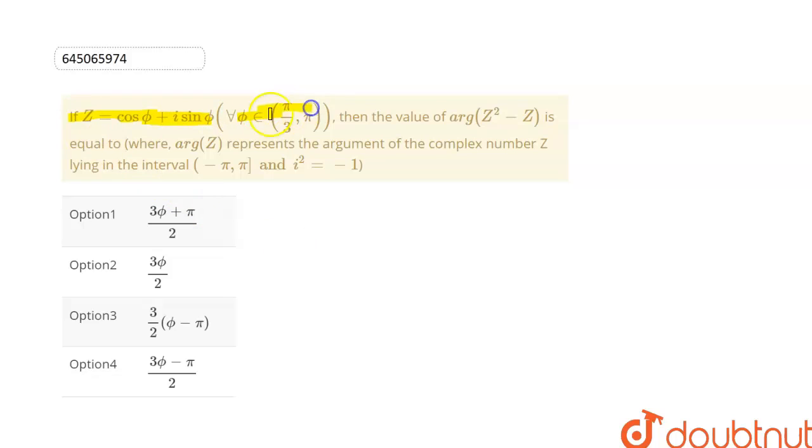Here the given question is, if z is equal to cos phi plus iota sin phi for all phi belongs from pi by 3 to pi, then the value of argument z square minus z is. So let's find it. Firstly, here z is given as cos phi plus iota sin phi.